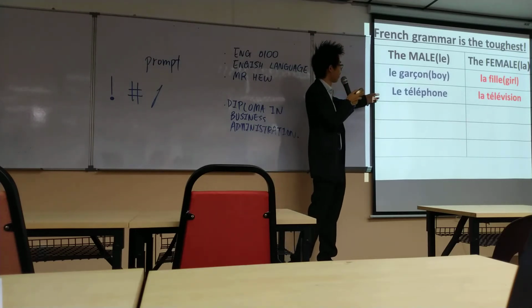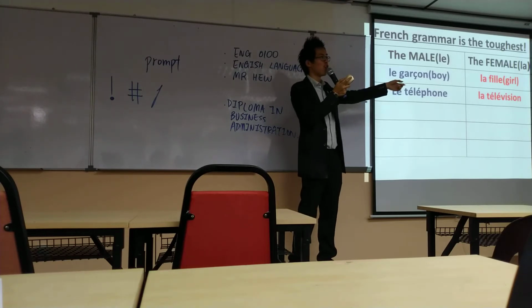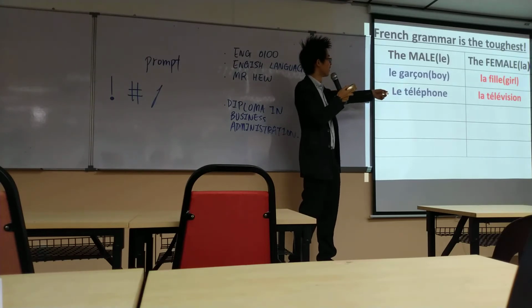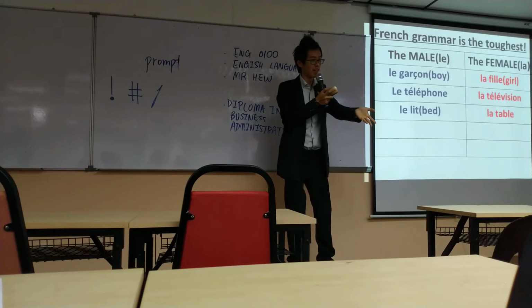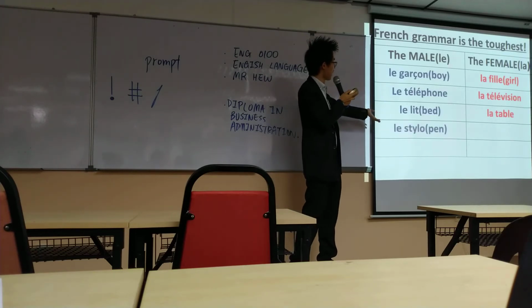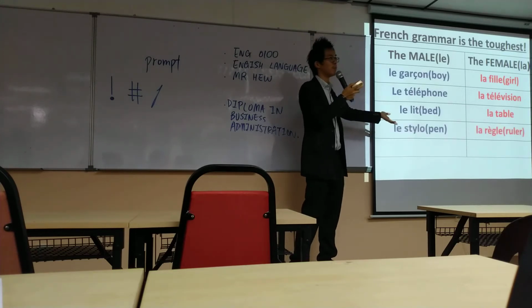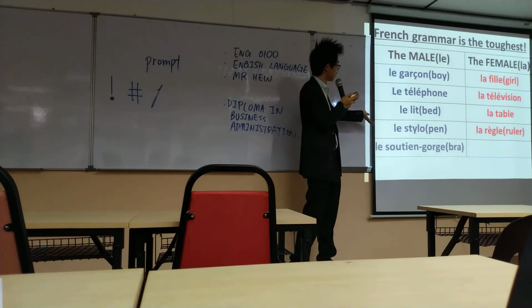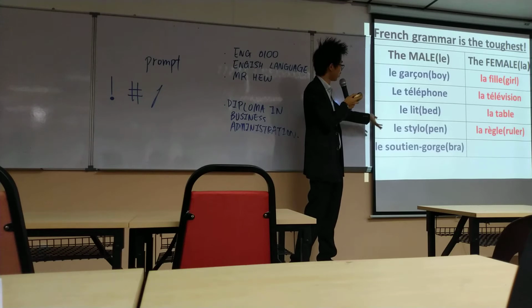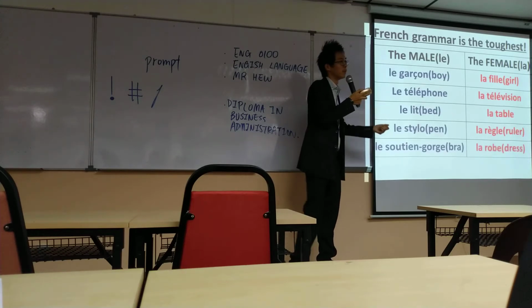So it's la telephone. It's la television. Okay, this is la lit, since it's a bed. The bed is male. The table is female, la table. Pen is male. Ruler is female. The weirdest one is bra is male. Le, I don't know how to pronounce that. And the dress is female.